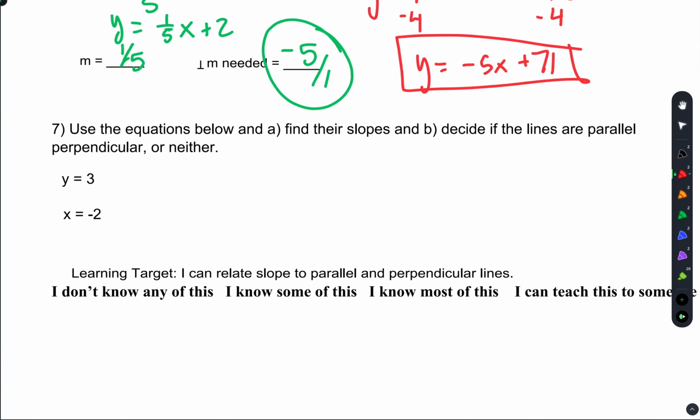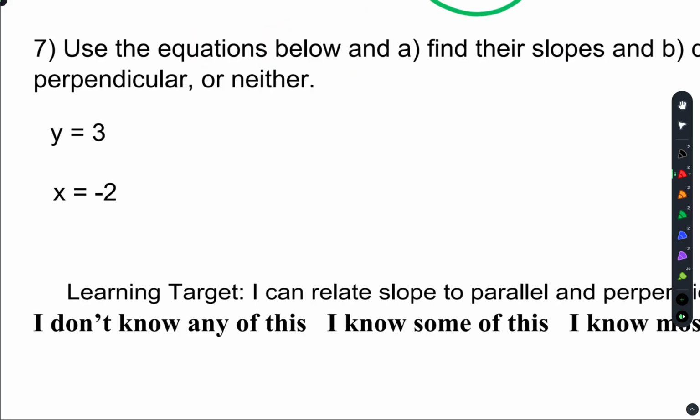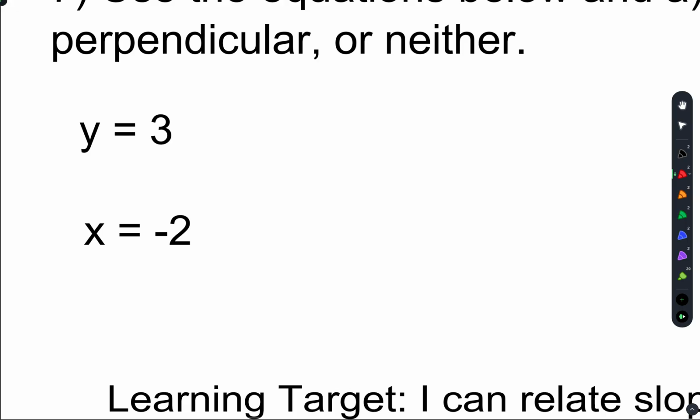All right, last one. Letter A says we're going to find the slopes of these 2 lines. Letter B says we're going to determine if they're parallel, perpendicular, or neither. What is y equals 3? What's the slope of that line? Anybody remember? Casper?